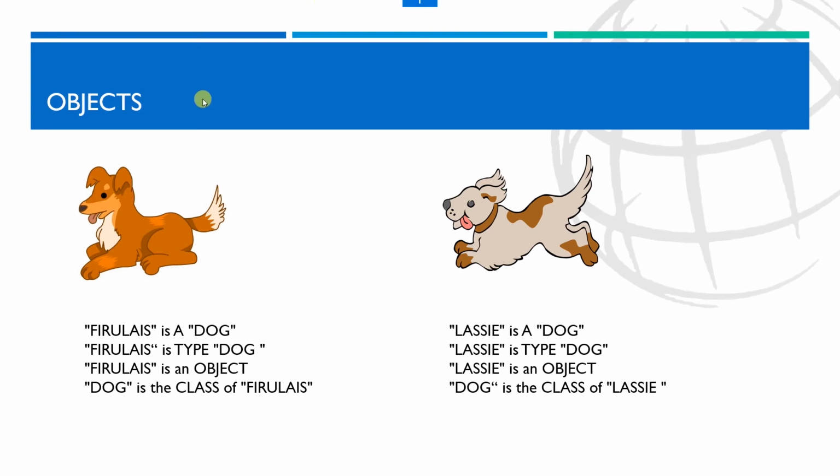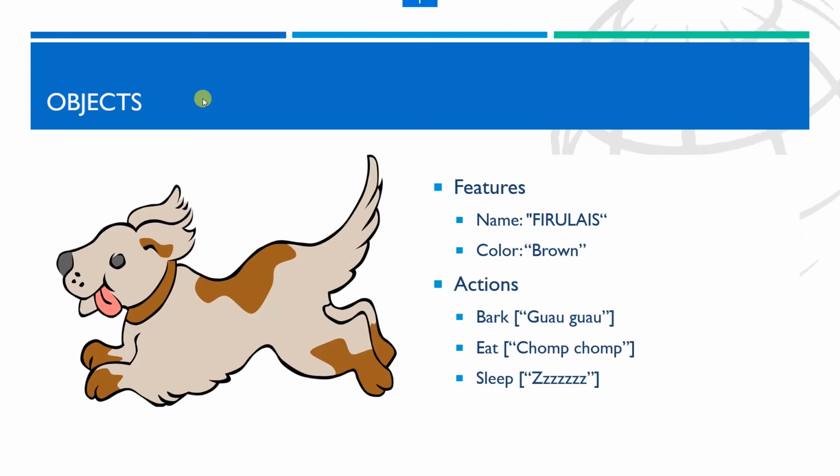Although several objects can be created from the same class, this doesn't mean that all of them will be exactly the same, since each one can have particular features that distinguish it from the others, even if they all belong to the same class. For example, the features of Firulais include a brown color, and the actions are the same as those of the other dogs.